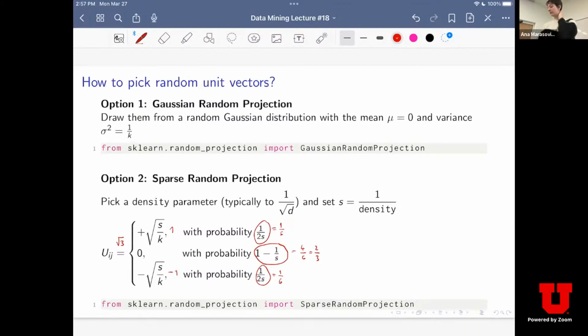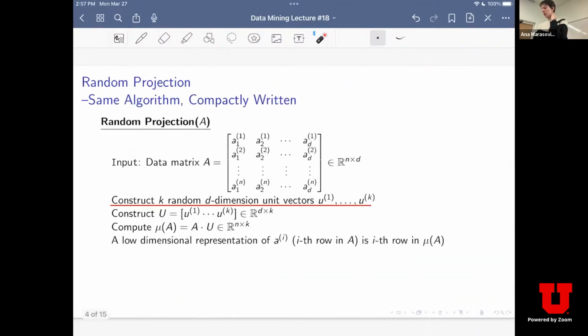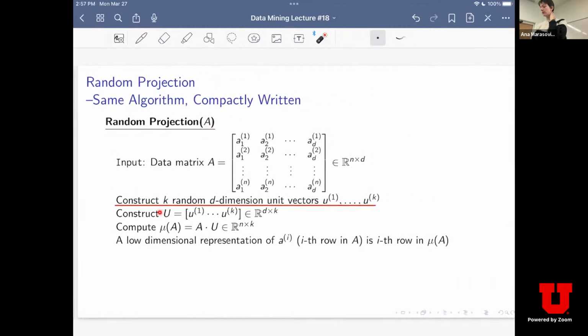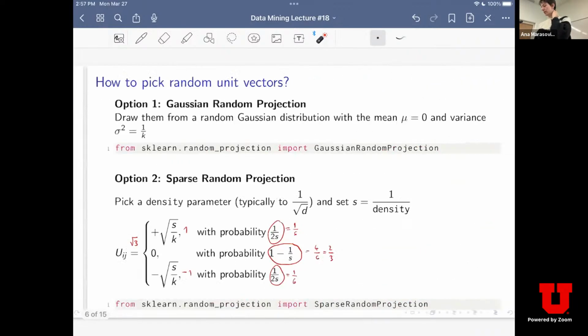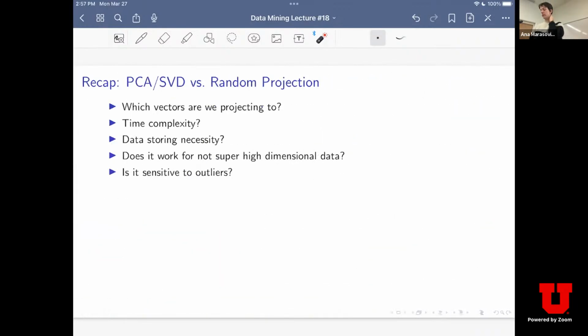Okay, so as I said, you will just import Gaussian random projection or sparse random projection from scikit-learn. That means that you are using this kind of algorithm where you construct unit vectors by either drawing from a Gaussian distribution or by constructing these sparse unit vectors with that case function. And that's basically it in terms of random projection.